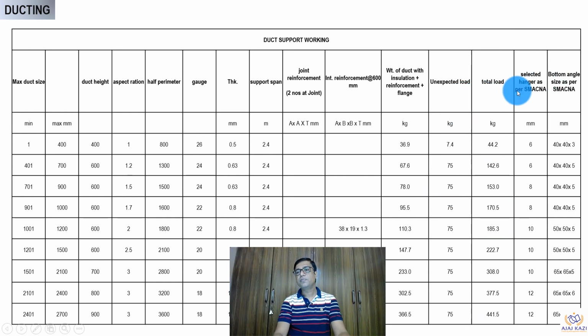We get the total load, and from there you can get from the SMACNA standard what the hanger size is. The hanger size, the threaded rod, whether 6 mm, 8 mm or 10 mm. We can also get from SMACNA what the bottom angle is which is required to support that duct depending upon the weight of the duct. So it's very important to know this.